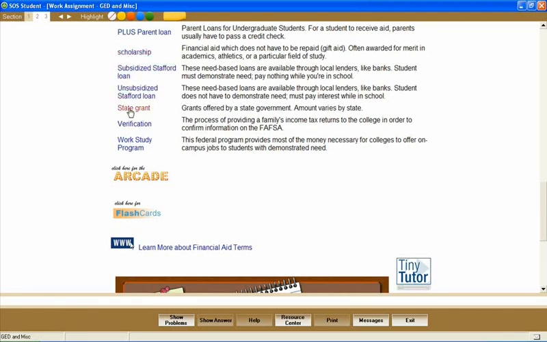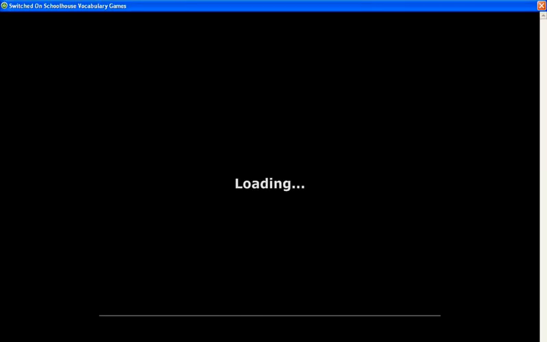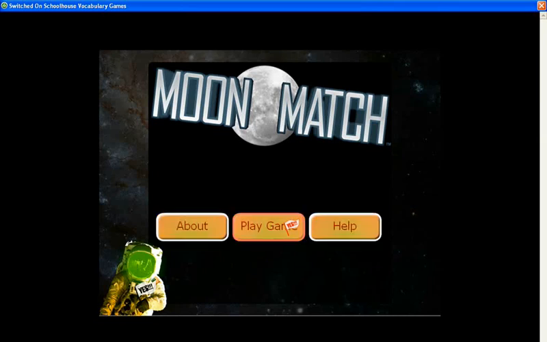Scholarship, state grant. A Vocabulary Games arcade provides additional practice designed to help students to learn the spelling and definitions for the vocabulary from the lesson. Let's take a look at one of the games.